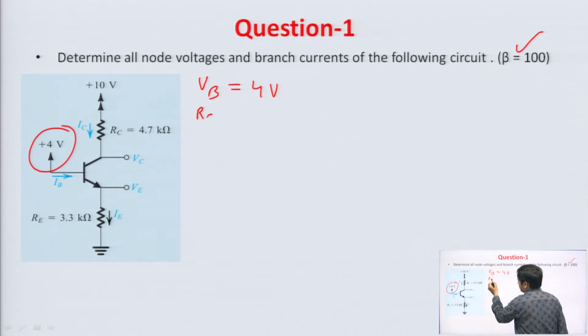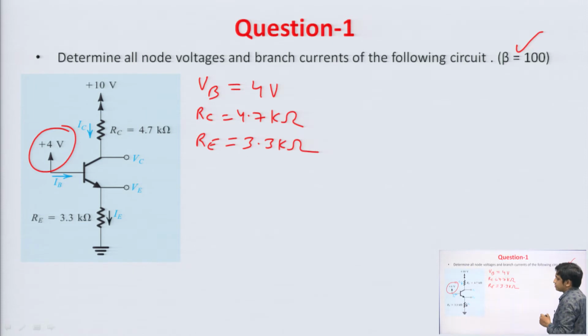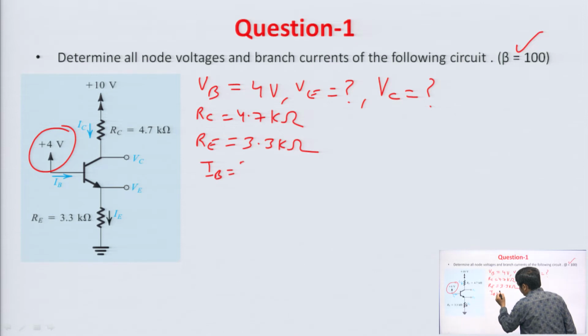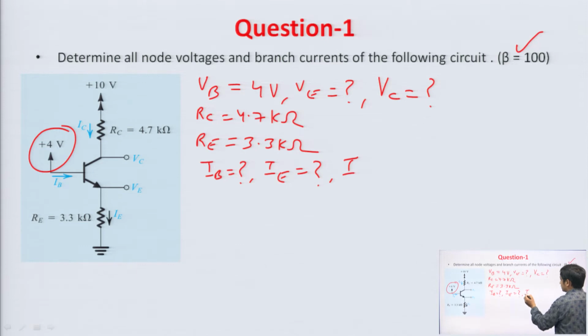And your RC collector resistance is 4.7 kilo ohm, your emitter resistance is 3.3 kilo ohm, fine. So, we need to calculate the base voltage, then emitter voltage, then the collector voltage. So, base voltage is directly given. So, we need not do anything for it, and then we need to calculate the base current, emitter current and collector current, and of course, the few relations should be known to you, fine.